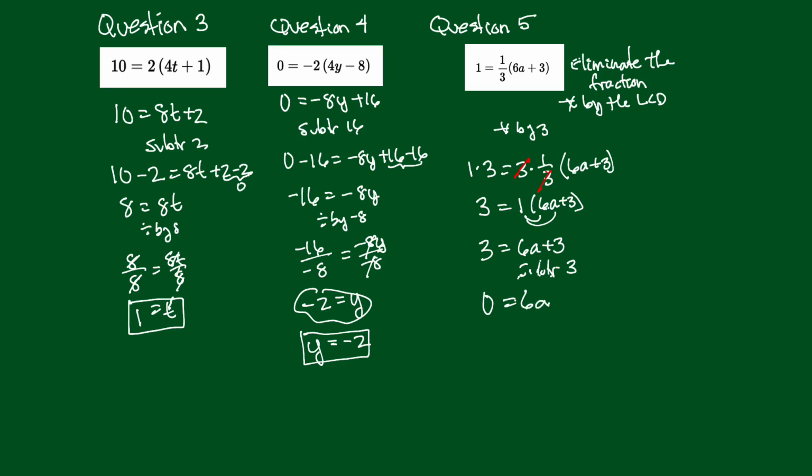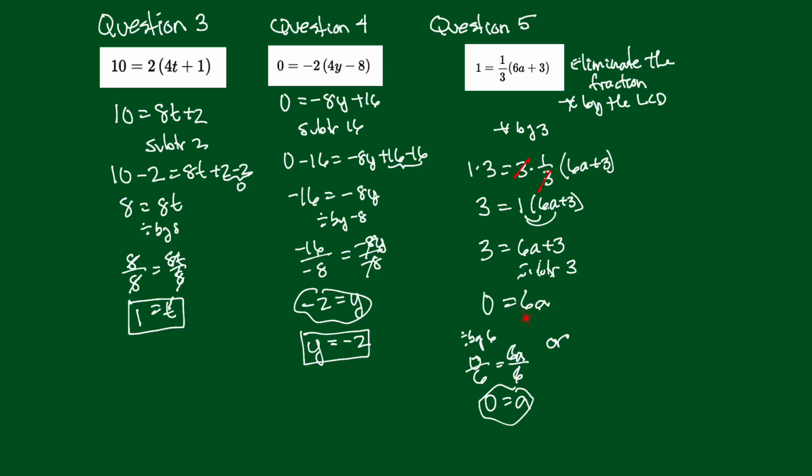And now what I'm going to do is one of two things. I can look at this two ways. What I could do is, a is being multiplied by 6. So what I could do is divide by 6. I could divide by 6, getting 0 over 6 equals 6a over 6. Now, 0 divided by a non-zero number is 0, equals a. All right, so there's one way to do this. Works perfectly fine.